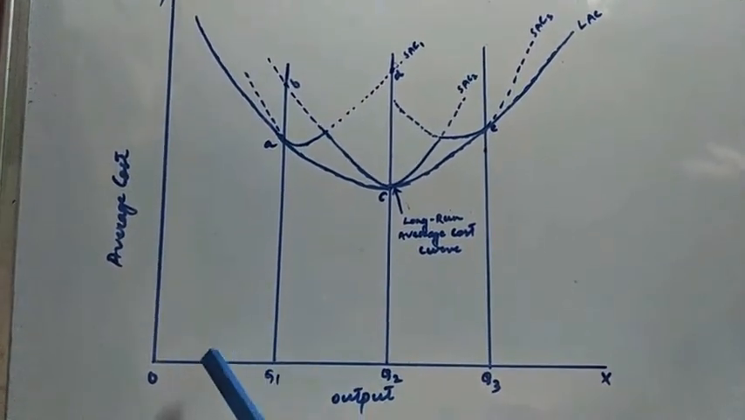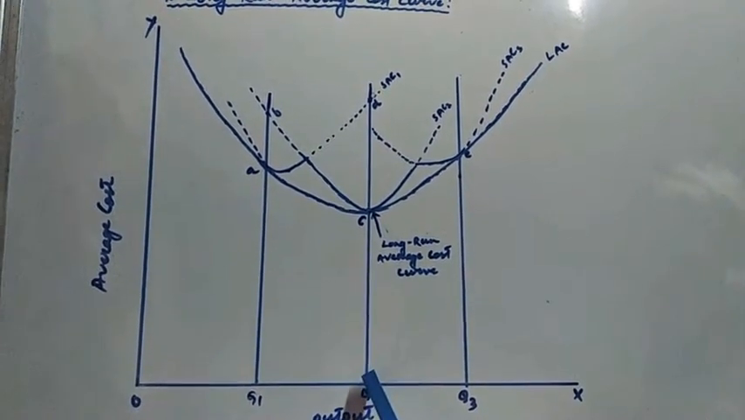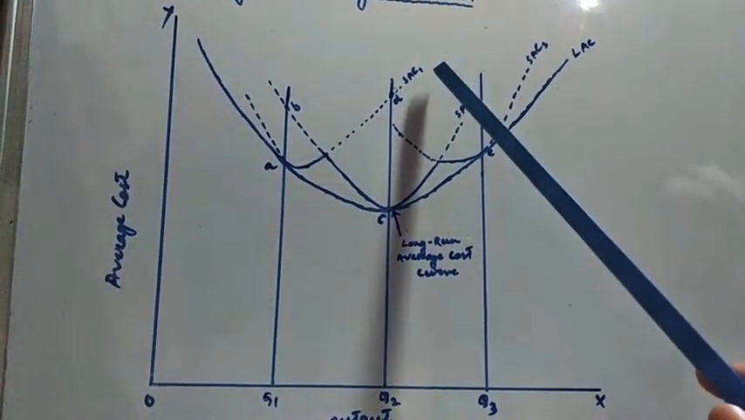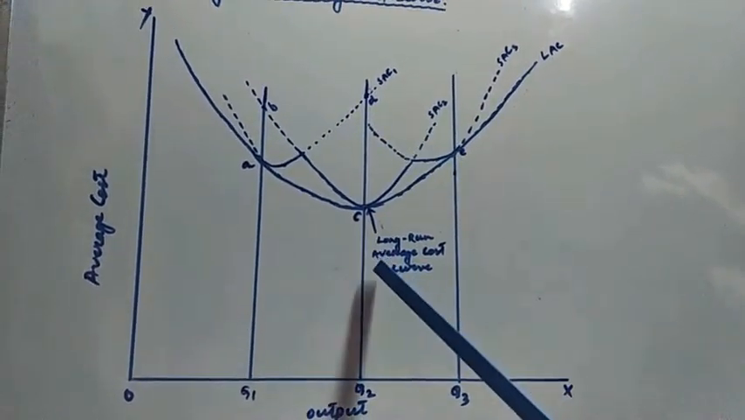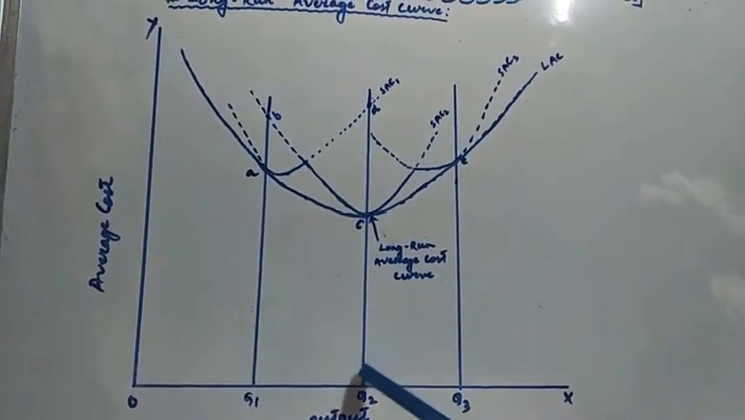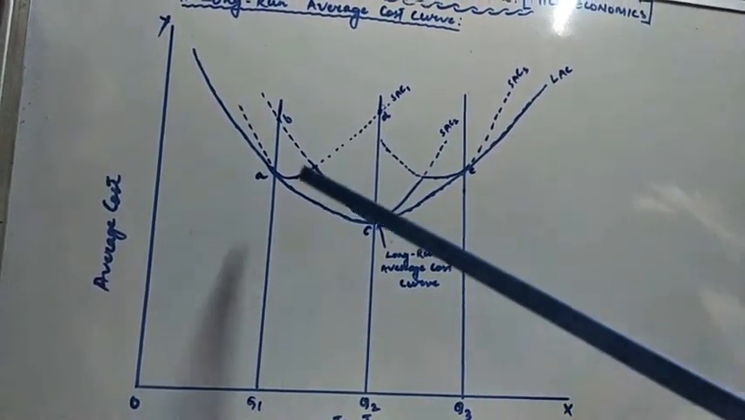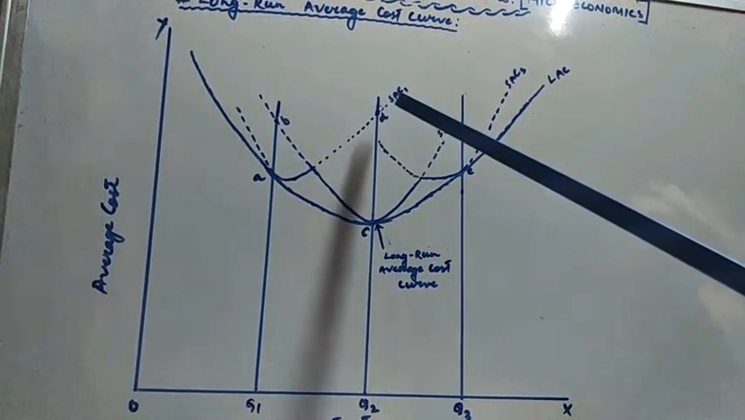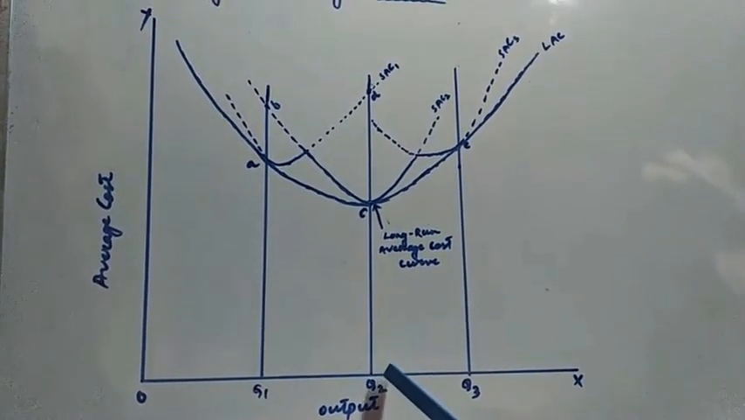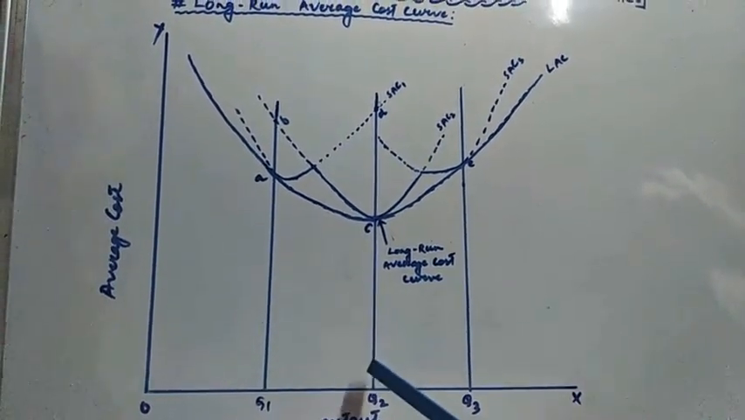So if a firm is producing OQ2 level of output, and if it is using a smaller plant size, let us say SAC1, the cost that they will incur is Q2D. So Q2D is the average cost that they will incur if they choose the small plant size SAC1 to produce OQ2 level of output. So Q2D is much greater than Q2C.